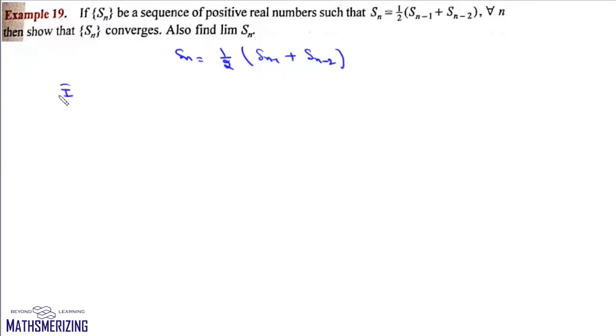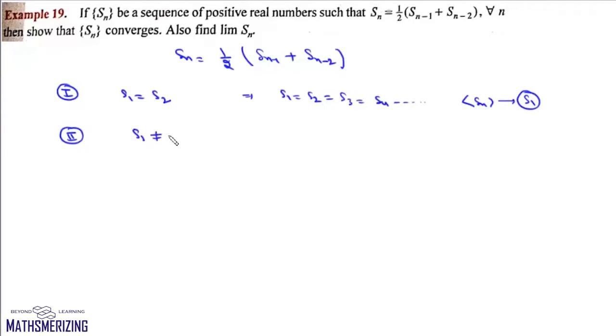Case 1, if S1 equals S2. Now if S1 is equal to S2, then in that case S1 must be equal to S2 and it will be equal to S3, S4. Then it will be a constant sequence, and if the sequence is constant, then this sequence will converge and it converges to S1.